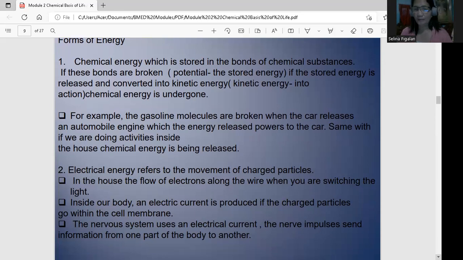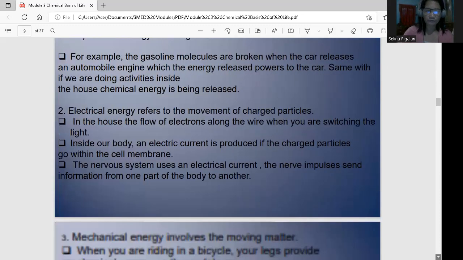The nervous system uses an electrical current. So for example, as I have said, na-touch ka ng isang crush mo, what will be the connection inside your body? Magre-react yun, di ba? Especially pag gusto mo yung isang lalaki or isang babae, there is a connection because of this electrical current. So the nerve impulses send information from one part of the body to your brain. Okay, kaya nga, you have to be careful.